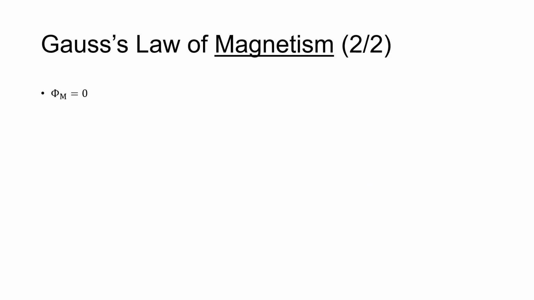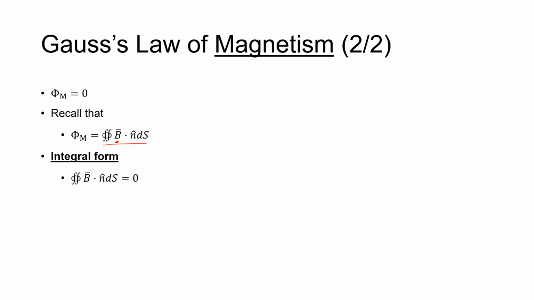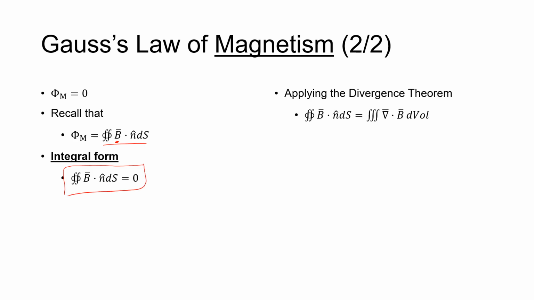Now we will try to find the integral and differential form of this Maxwell equation. Starting from phi m equal to 0, recall that if we take the double integral over a closed surface of the magnetic flux density, which is B, then phi m is equal to the double integral of B dot n dS. Then we can simply conclude that the double integral of B dot n dS equals 0, which is the integral form.